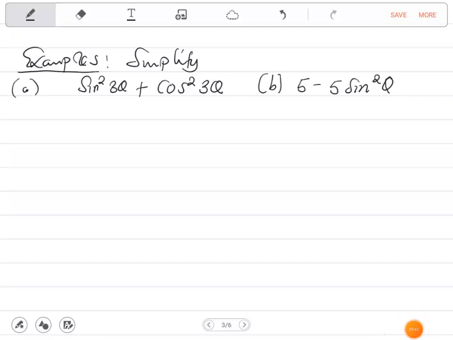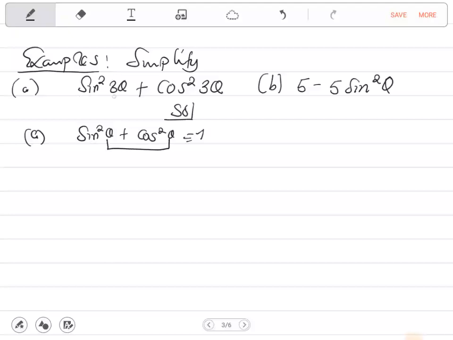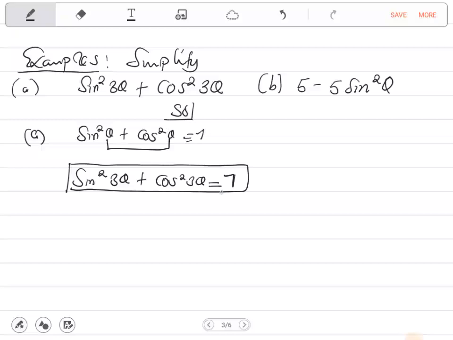So let us simplify this. How can we simplify this? There's nothing difficult on the first one because we are coming from the identity sine squared theta plus cosine squared theta, which is equivalent to 1. Now theta here should be the same, and they're all having 3 theta. So sine squared 3 theta plus cosine squared 3 theta is just equal to 1. You can just replace the theta by 3 theta. It's done. We've simplified it to 1.